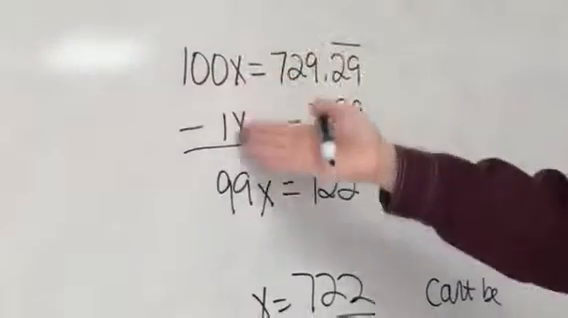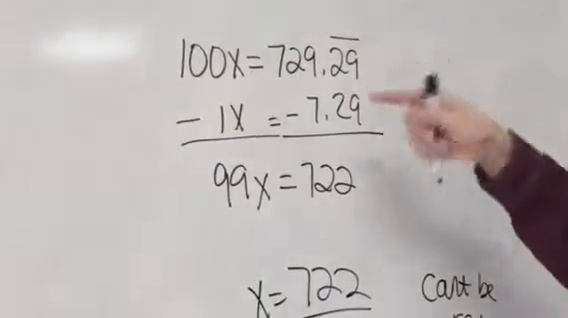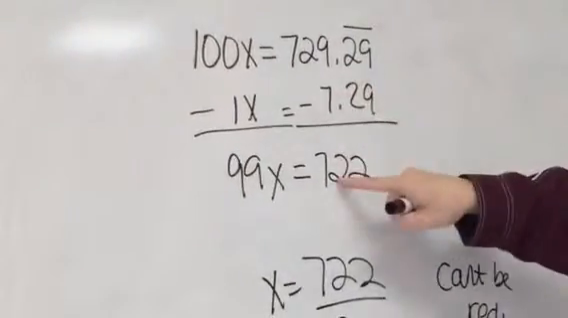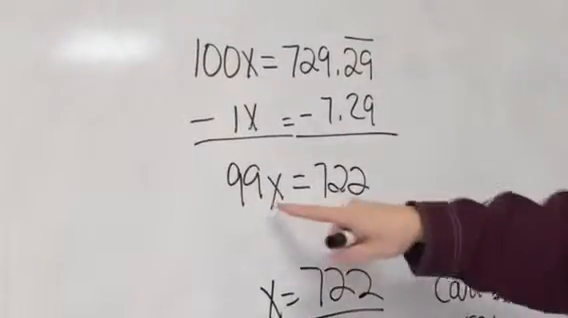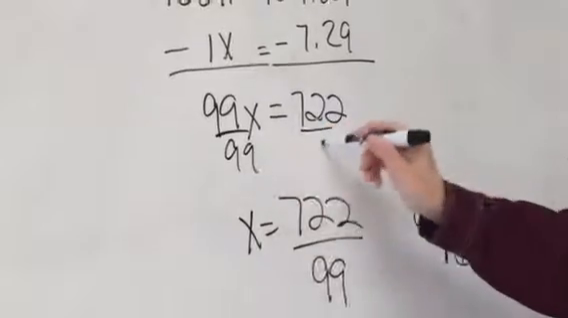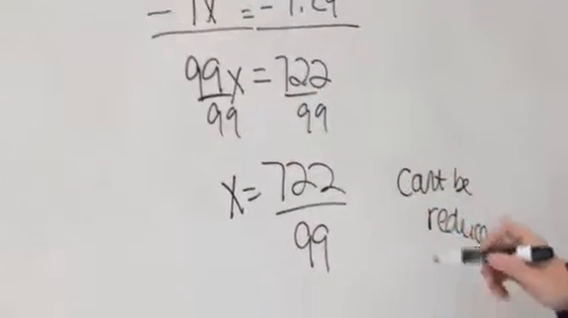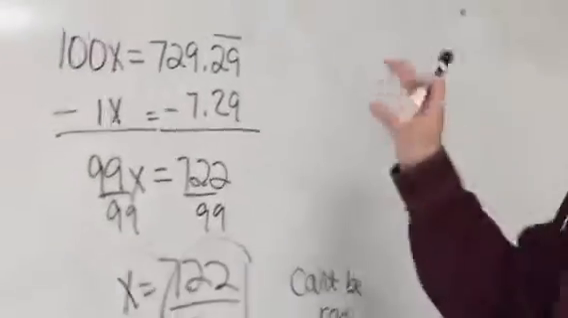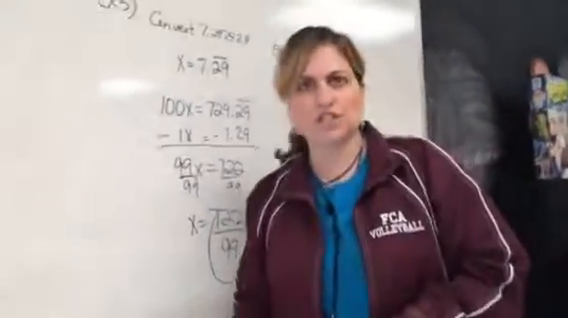Okay, now if I subtract x on this side, x is equal to 7.29. If you notice, those 0.29s are going to cancel. 9 minus 7 is 2. 2 and 7, so 99x equals 722. Divide by 99 on both sides, and you get x equals 722 over 99. That cannot be reduced. Okay, it's a little tricky, but it's doable.